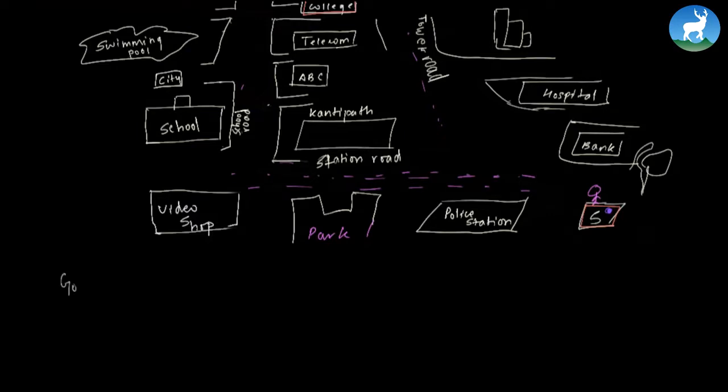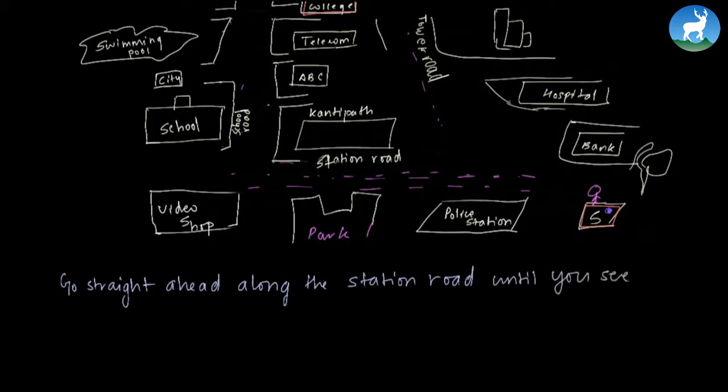Go straight ahead along the station road until you see a video shop on your left. Okay? So I'm telling you to go straight ahead the station road, go straight ahead until you see a video shop on your left, okay? So you're going straight from here to here and you're looking for a video shop on your left.